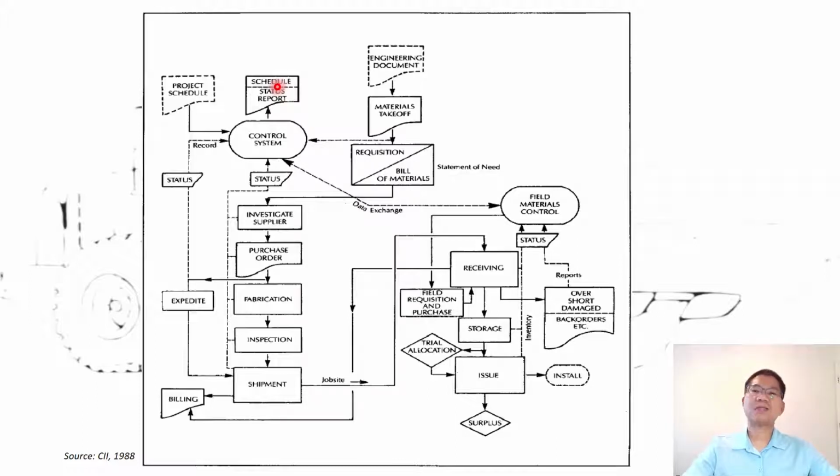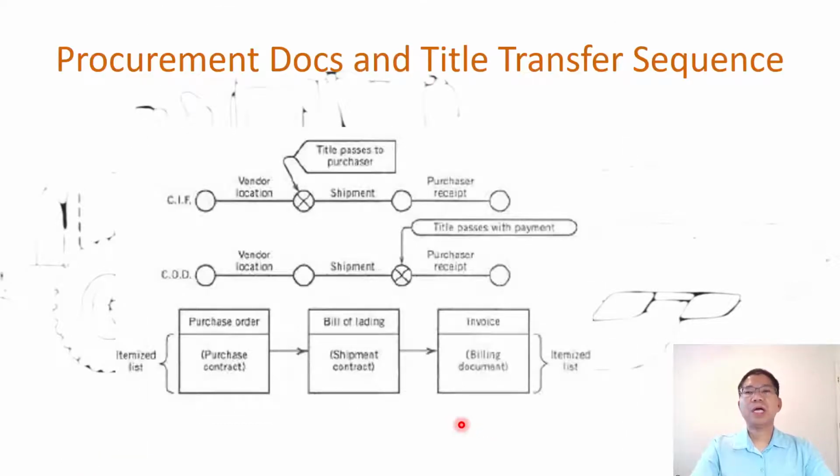Now in this class, you have a control system, build quantity, we have to investigate the supplier, issue purchase order, fabrication, inspection, and delivery on site. On the right side, receiving, we have storage, issue, and install. Is there any surplus? What can we do with that surplus? Whether we can return it to the original supplier, things like that. It always has to be considered.